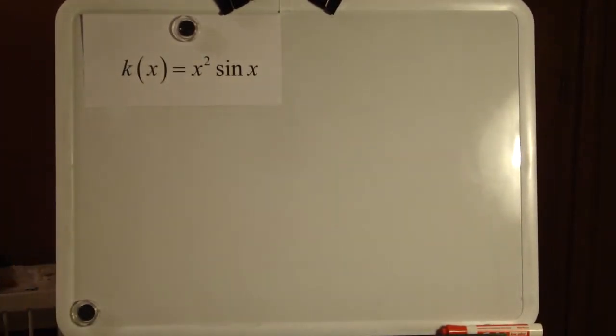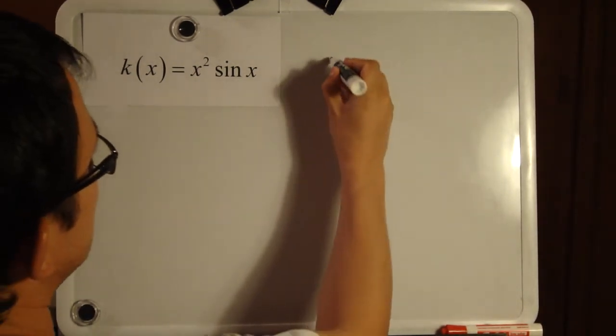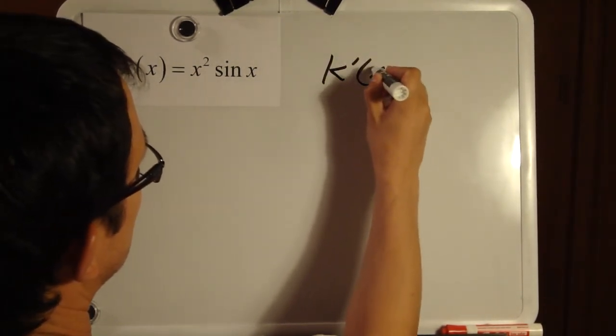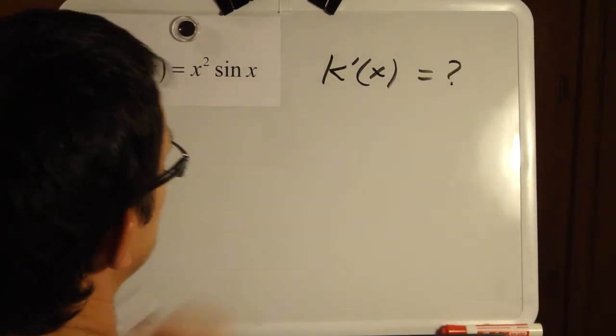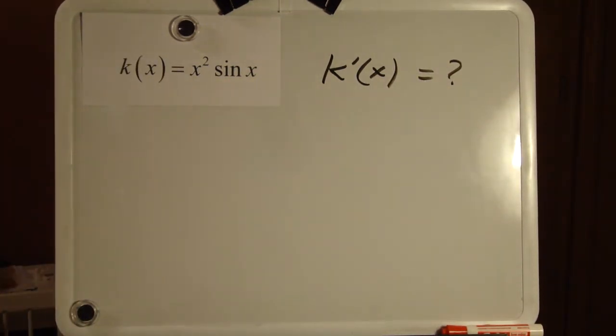And so you can see the purpose here is this has the sine function involved, but it's a more complex type of function. And all we're trying to do here is just to find the derivative of k. So we're asking this question, right? What is k prime of x?